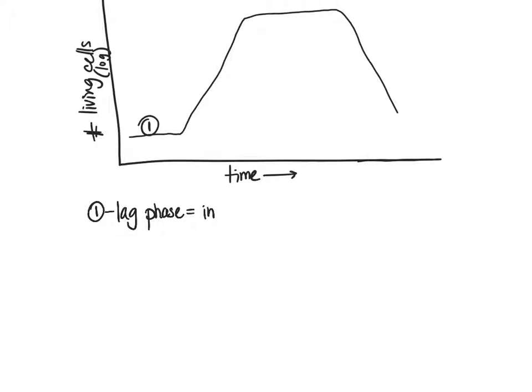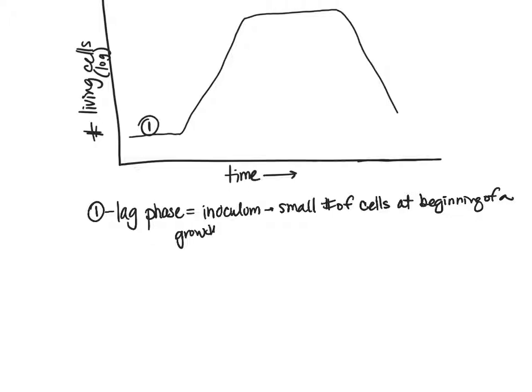This is where we have an inoculum, and that inoculum is just added. The inoculum is a small number of cells at the beginning of a growth curve that are added to a fresh culture medium. If you think about it in terms of our laboratory, you may be taking your inoculating loop and grabbing a couple of cells or a couple of dozen cells from our culture and then putting it into the broth tube and swishing it around. That is the inoculum, that small number of cells that you've just introduced into our broth.